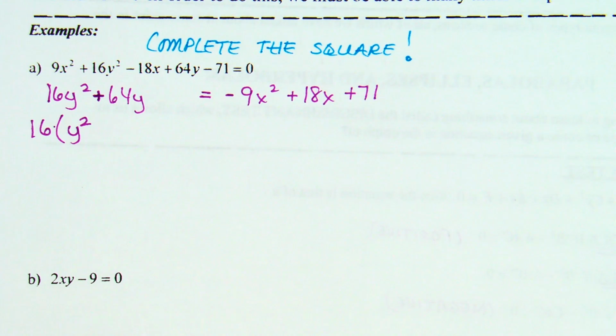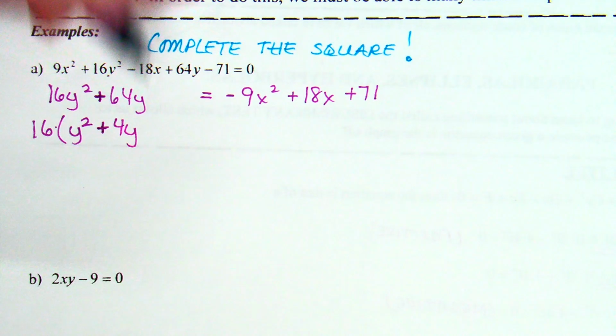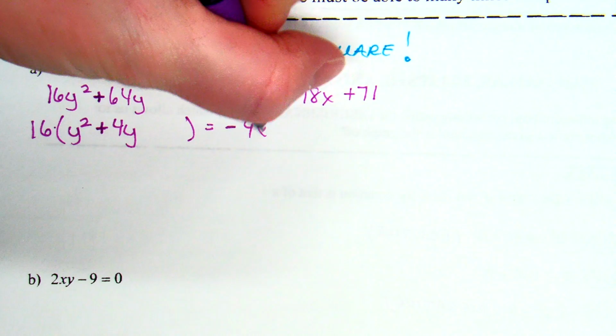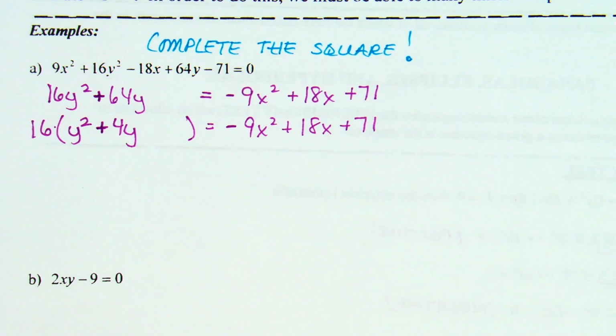We have what? Y squared. What's 64 divided by 16? Plus 4y. Leaving a gap. Ending my parentheses. I'm going to go ahead and write down my right side. The negative 9x squared plus 18x plus 71. Okay. This is our b over 2 quantity squared.